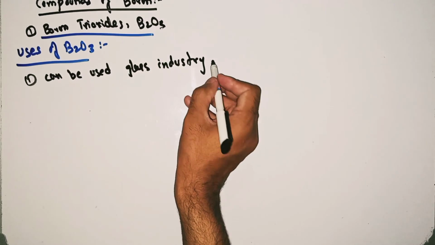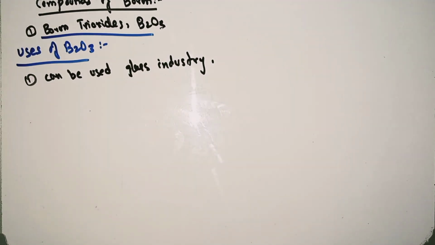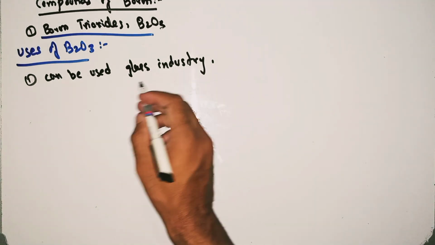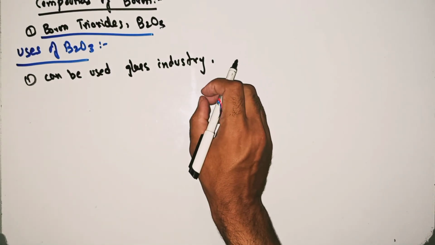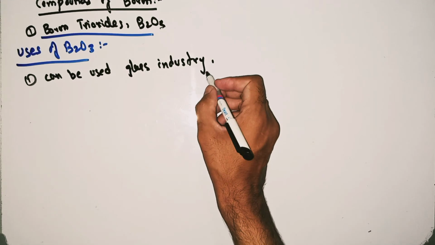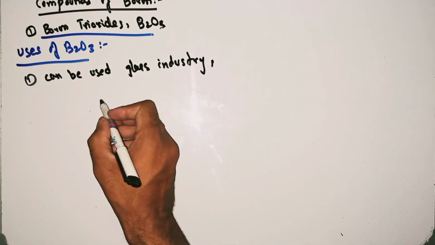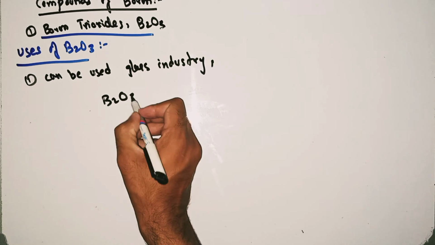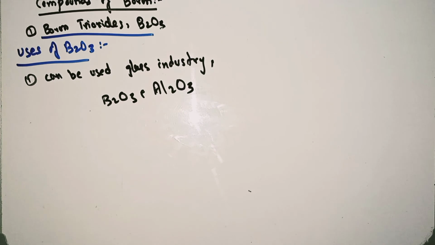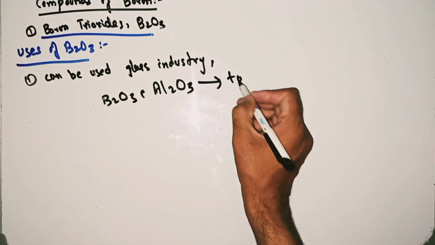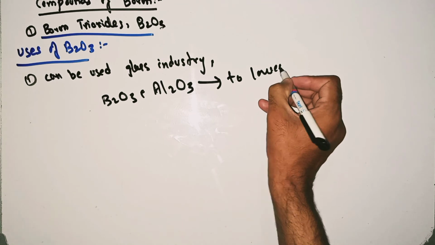In the glass industry, boron trioxide is used for the best glass composition because it has a very low coefficient of thermal expansion. The composition is silicon oxide and a small amount of Al2O3, which will produce compounds that have very low coefficients.